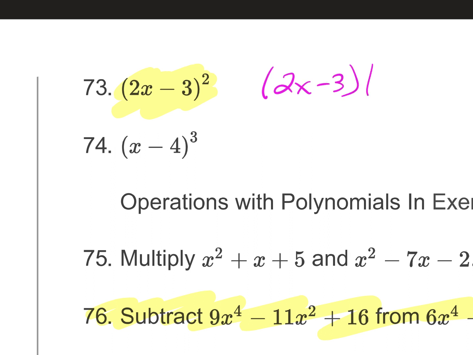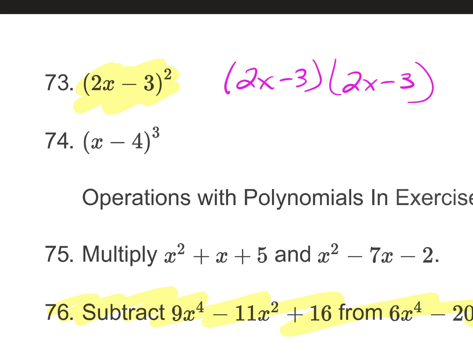What does it mean? It's the same thing 2 times. We do not distribute the 2 to each term. This is going to be a perfect square trinomial. I would like you guys to be able to just say that the answer is what? 4x squared. What? Minus what? 12x plus 9. Right?